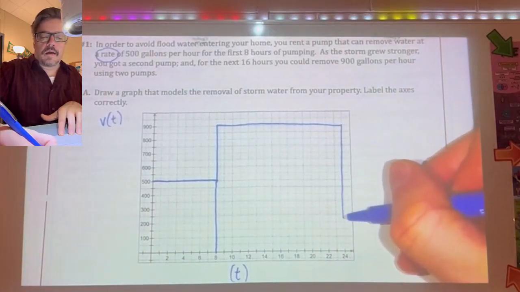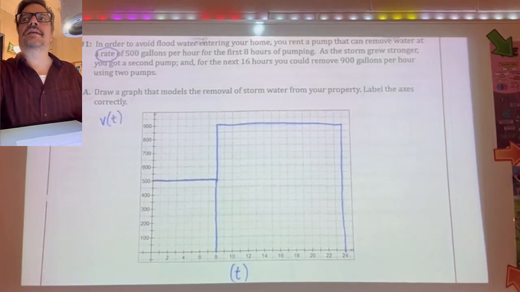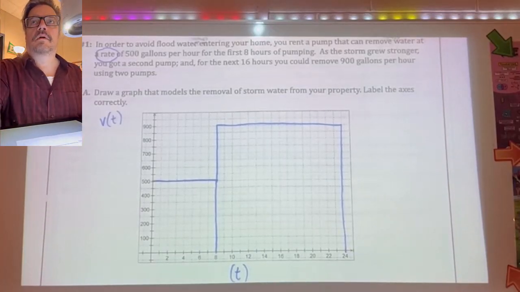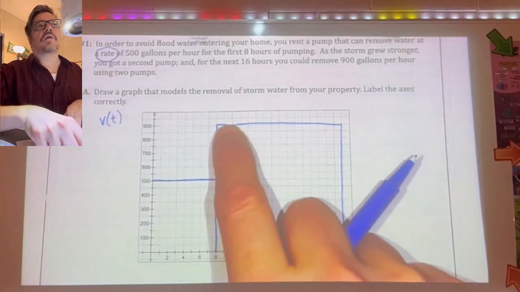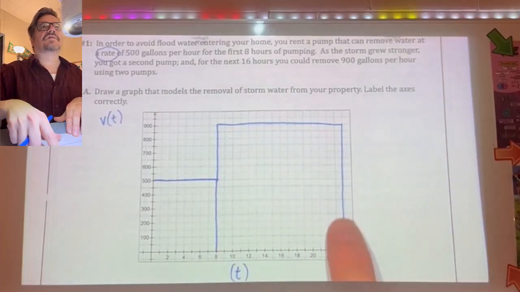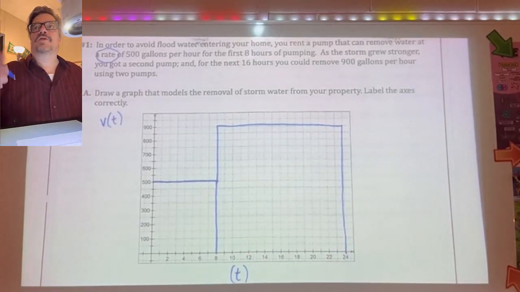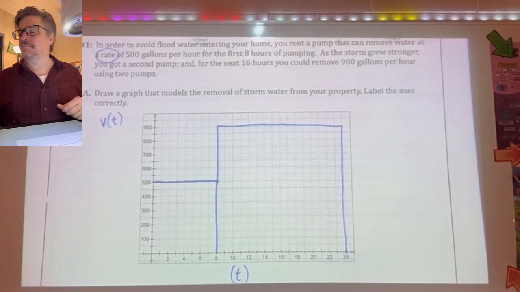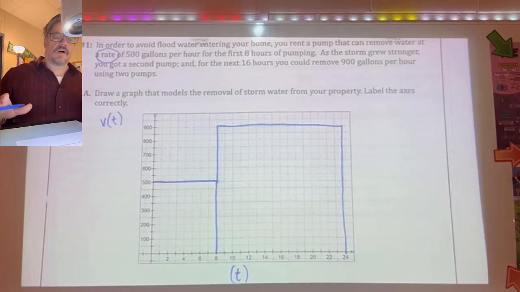Okay. Now, does this make sense, though? Okay. All right, good. Okay, so 900, and the machines just kept cranking out until the next 16, and then the pump shut off. Okay.